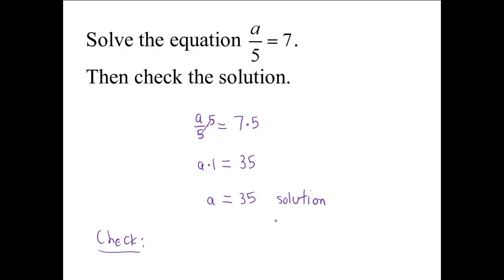We will check by taking this 35, putting it right up here for a. So that will read 35 divided by 5. Is that equal to 7? Yes, it is. We have a true statement, which means that a equals 35 is the solution.